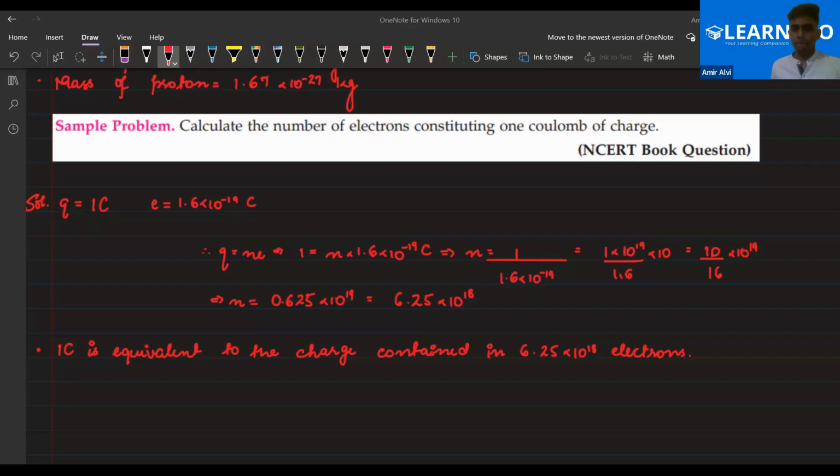Sir, when you substituted the values, you wrote 1 equals N into 1.6 into 10 raised to minus 19, then C you wrote, right? Okay, that's a mistake. Sorry, I made a mistake.